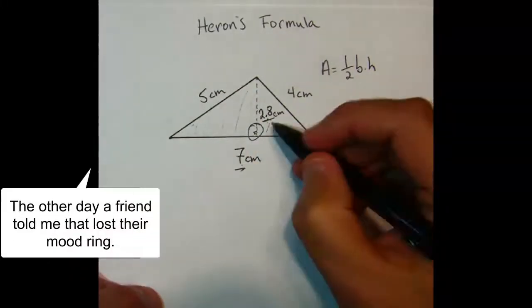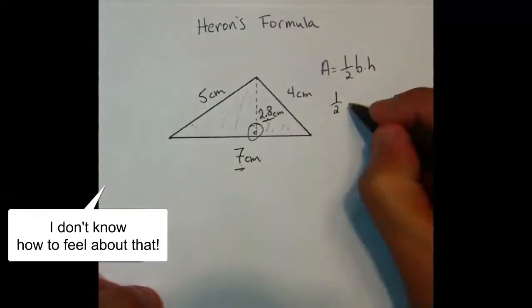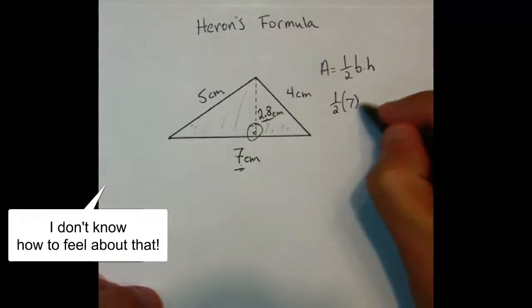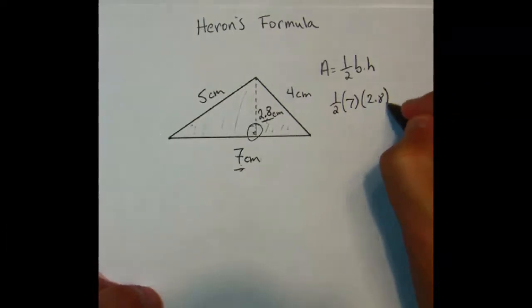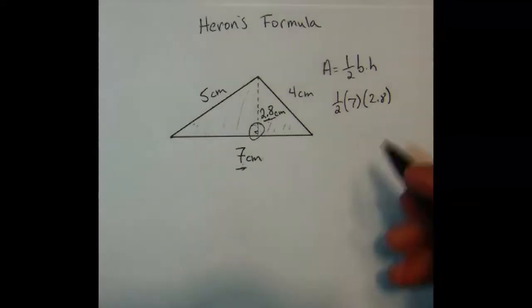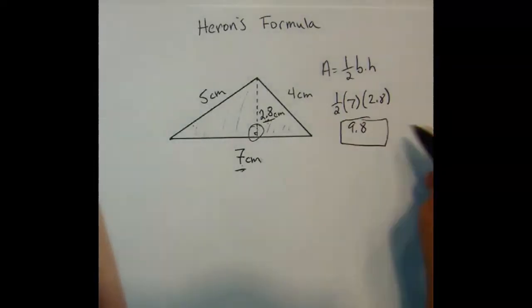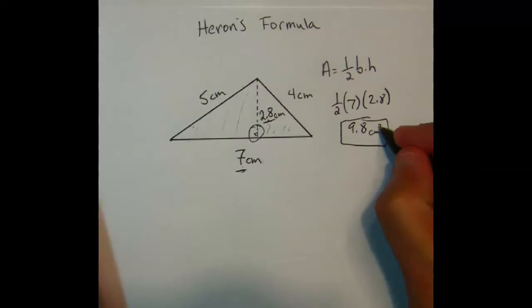So if you take these two numbers, put them into the formula, so this would be 1/2 base times height. Put it in your calculator. So 7 times 2.8 is 19.6. Divided by 2, you get 9.8. And since this is in centimeters, this would be centimeters squared.